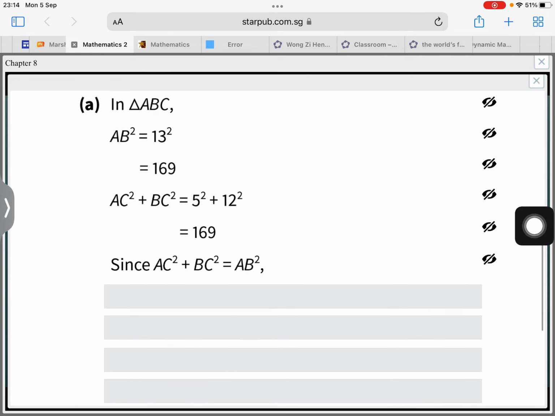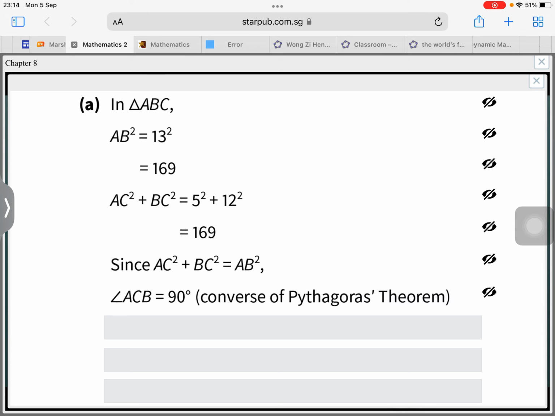So draw the conclusion. Since AC square plus BC square equals AB square, you can conclude that ACB is a 90-degree angle, or you can say it's a right angle triangle, by the converse of Pythagoras theorem. So you need to write this down. For those who are still not very sure of the converse of Pythagoras theorem, let me re-explain quickly. Pythagoras theorem tells us that for a right angle triangle, the sides are always related by a square plus b square equals c square.